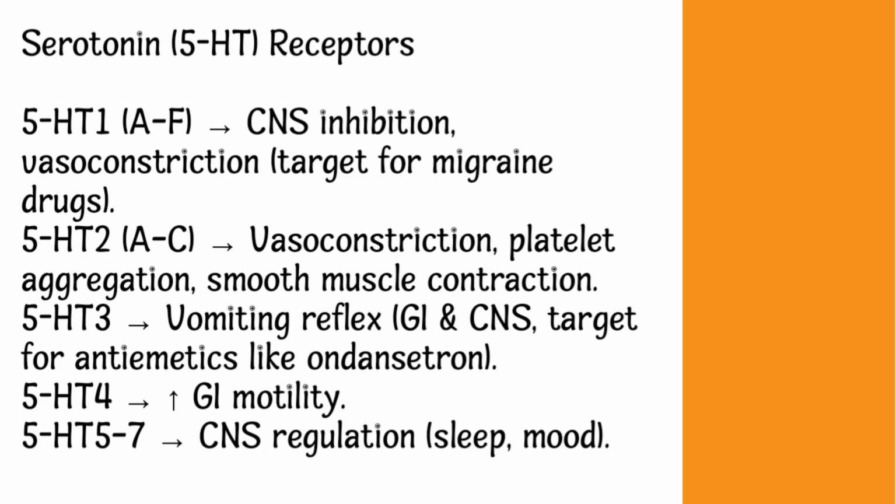So going back, next we have here is the 5-HT2. It's broken down into three subgroups: A, B, and C. Now this one causes vasoconstriction, platelet aggregation, smooth muscle contraction. The 5-HT3 is involved in the vomiting reflex, located in the GI and the CNS, and is the target for anti-emetics like ondansetron.